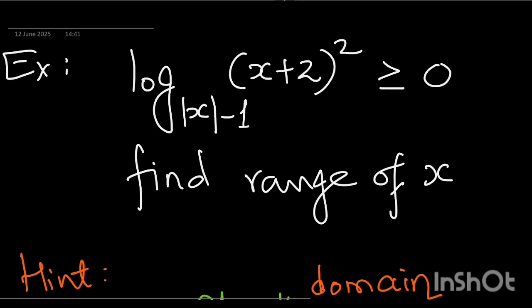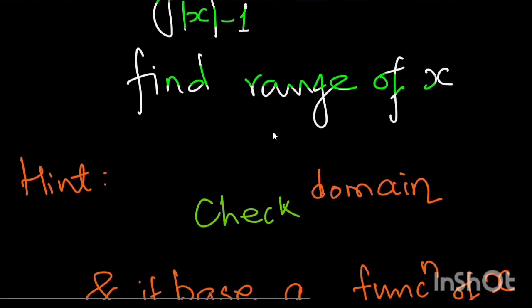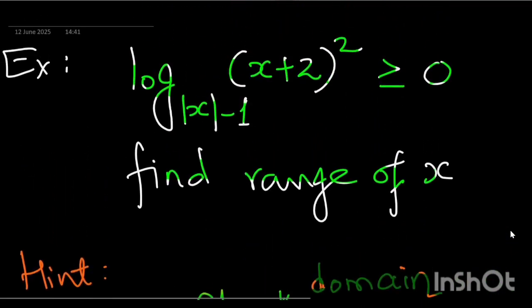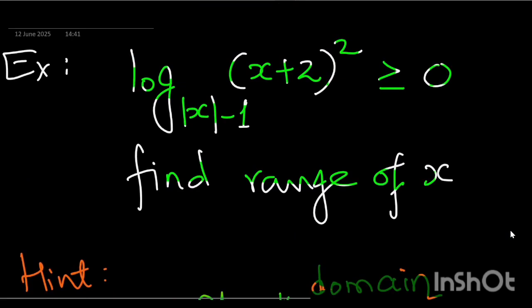So guys, if we try this question, which is log with base mod x minus 1 and argument x plus 2 whole square, greater than or equal to 0, we have to find the range of x. How can we proceed with this, guys? First of all, if x is involved in a log, whether in an equation or an inequation, we have to check for the domain. And if the base is also a function of x, then in order to solve the inequality, what do we have to do?